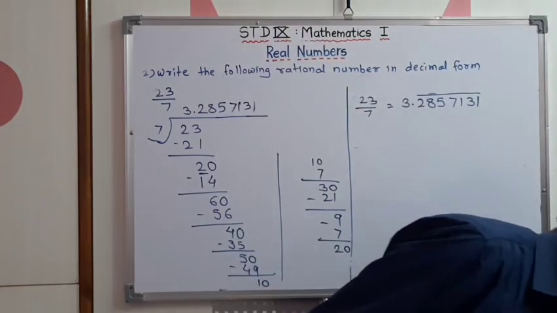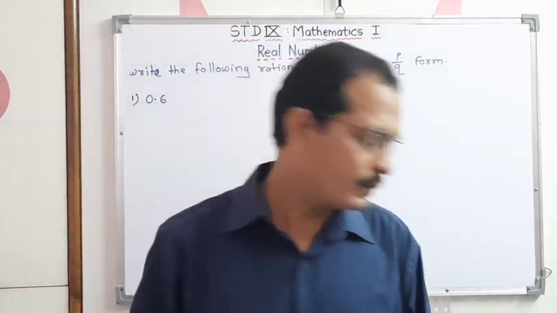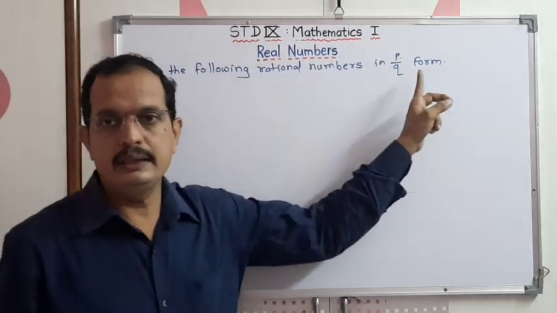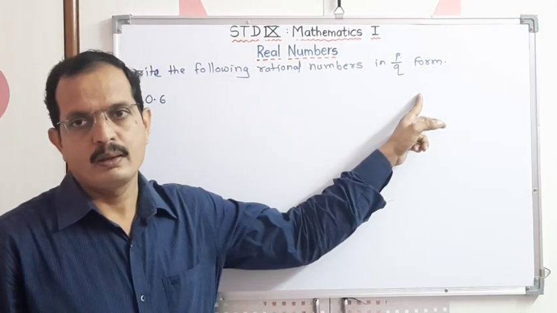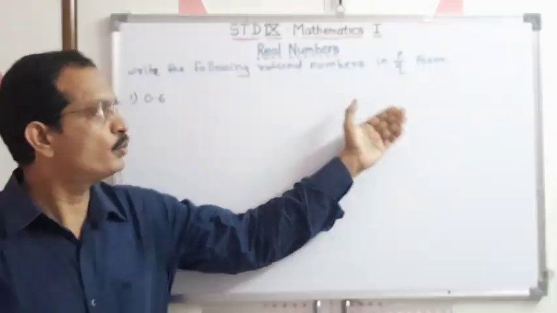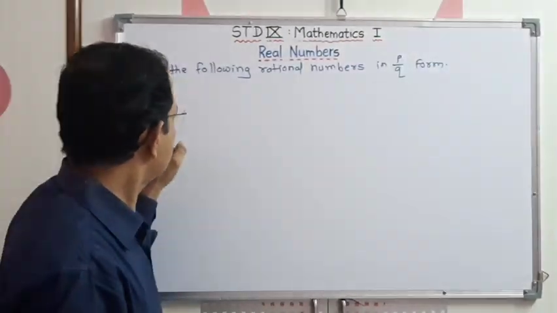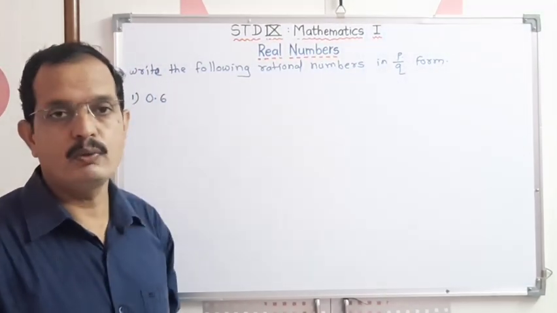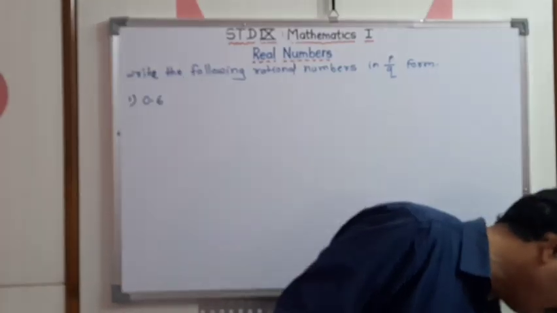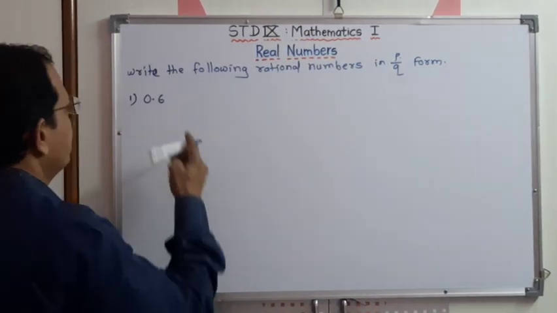Now let's start with the third question, that is an important one. See the third question. Write the following rational numbers in P upon Q form. Here in the previous one, the P upon Q form is given and we wrote it in decimal form. Now in this case the decimal form is given and we have to write it in P upon Q form. See here 0.6 bar.